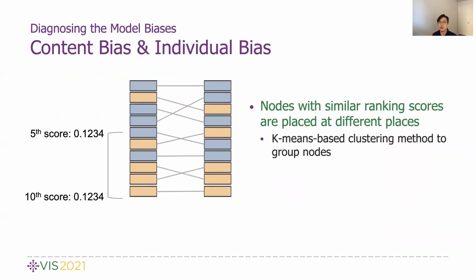And next, we look for a solution for visualizing content bias as well as individual bias. Content bias means a situation where nodes with similar ranking scores are placed at different places. Take this figure for example. The 10th node is placed far behind the 5th node. However, they have essentially the same ranking scores. In this case, people tend to believe that the 5th one is more important and relevant than the 10th one. To address the problem, we designed a k-means-based clustering method to place nodes with the same ranking score in the same place. For individual bias, we simply connect each node from the base model and the target model to show how each node is treated before and after applying the debiased ranking model.